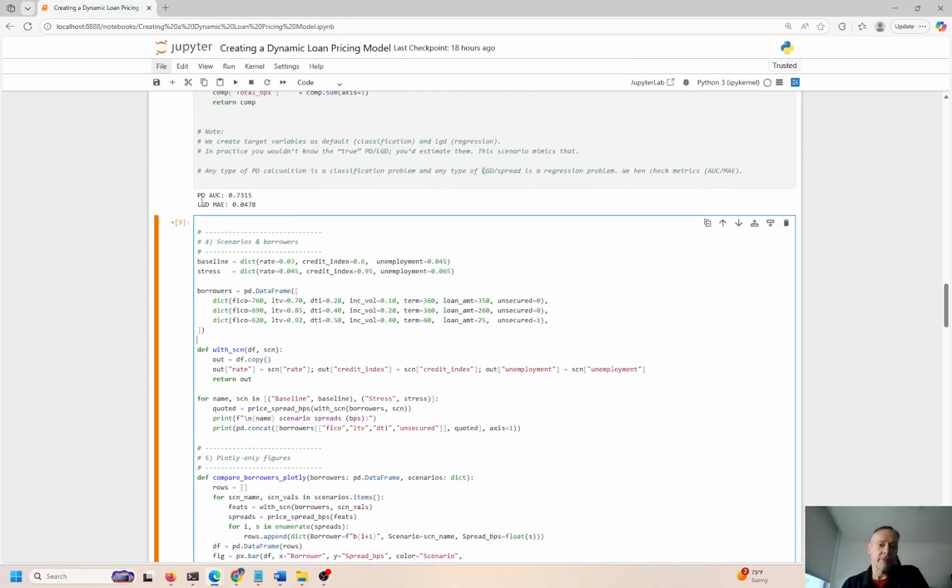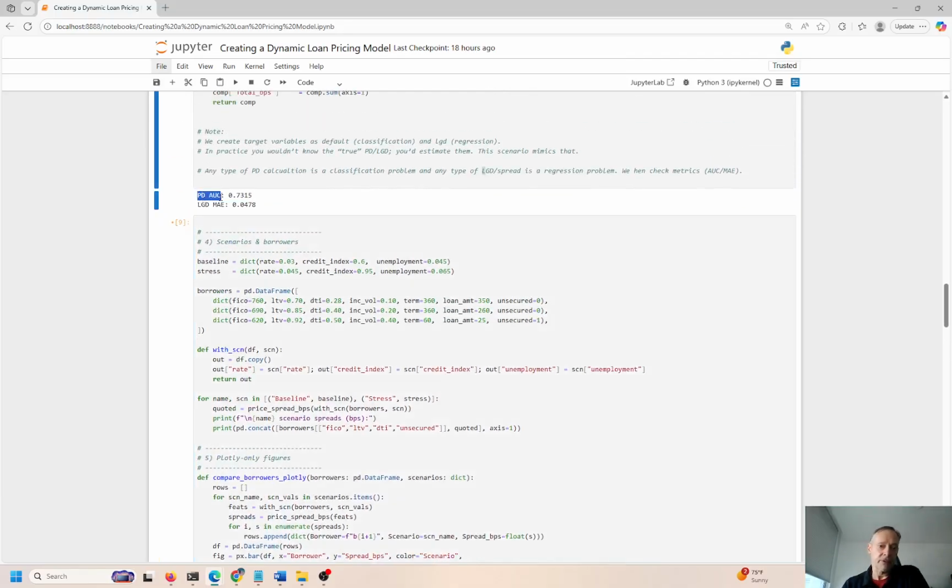We have the probability of default and the area under the curve. This is about 0.73 accurate. So higher is better. Lower is not quite so good. If you have like 0.5 here, basically half the time you're going to be right, half the time you're going to be wrong. That's a pretty low number.